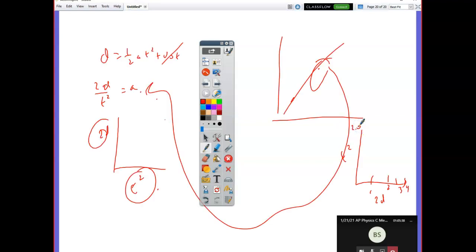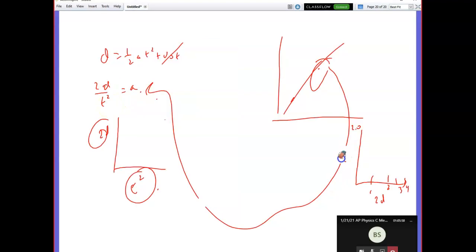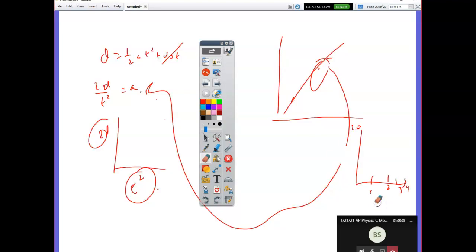2.0, baby. Wait, why would you do 2D on the bottom? Oh, I did it backwards. You're right. I'm absolutely wrong. Hold on. Because you usually want to have time on the bottom. Look at your equation. We're going to try to find the slope, right? Rise over run. We want 2D to be the rise, right? Otherwise, we're going to flip the thing. They will let you do that, by the way, but then you have to remember to flip it, and nobody ever does.